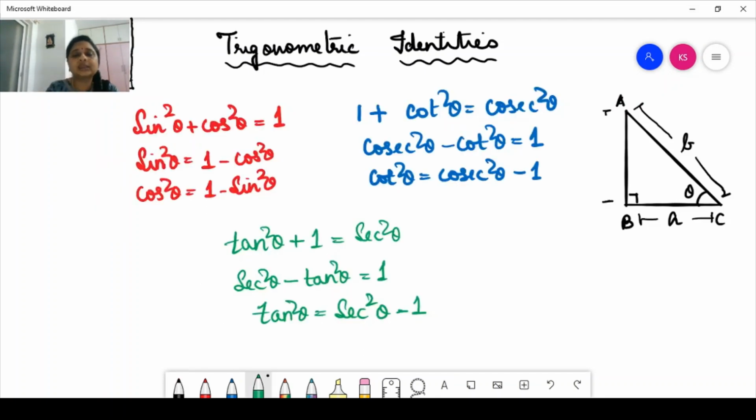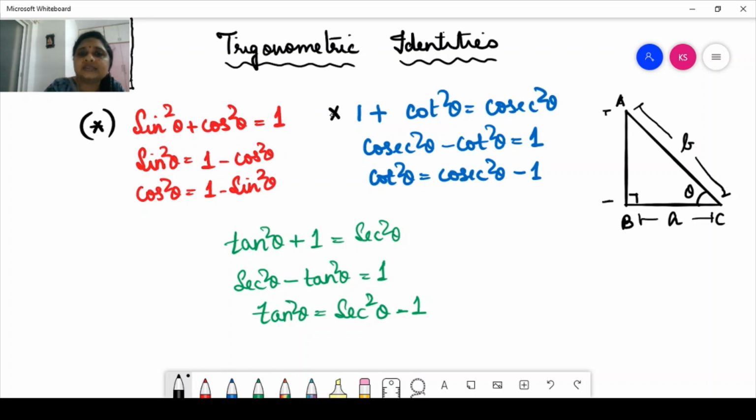We'll have a quick recap of all we saw today, the identities that we had seen in this video. The first identity is sin square theta plus cos square theta equal to 1. From that, we also derived that sin square theta is equal to 1 minus cos square theta and cos square theta is equal to 1 minus sin square theta.